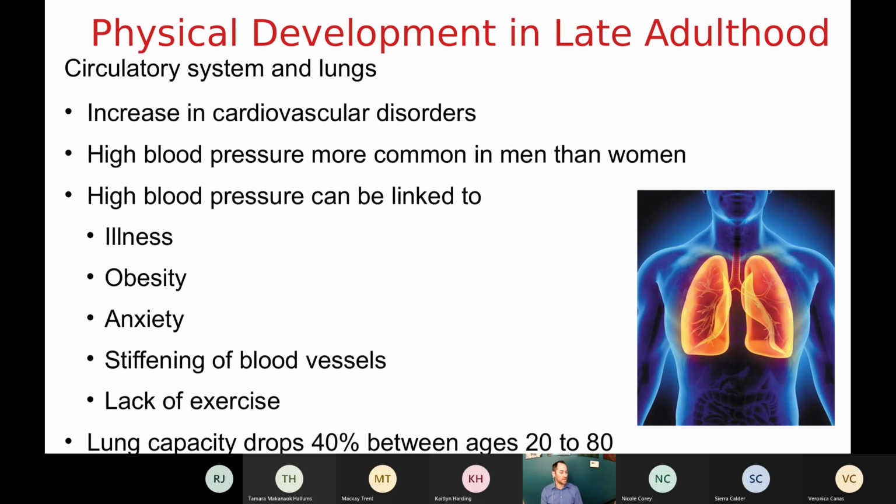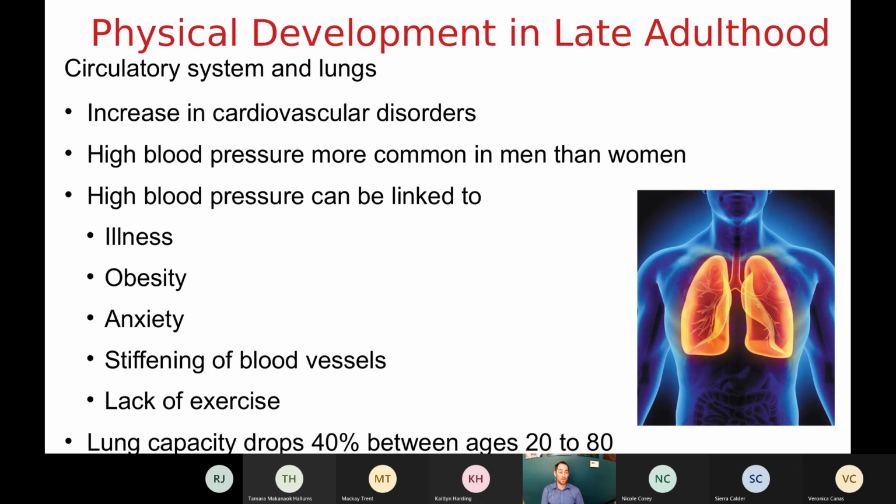With lung capacity on average, again, we're talking normal distribution here. Some people lose more lung capacity, some people lose less, but on average it drops about 40% between the ages of 20 and 80, so between early adulthood and late adulthood.